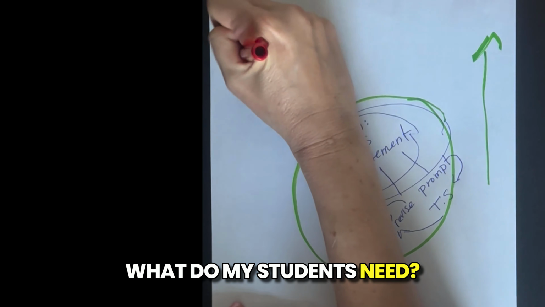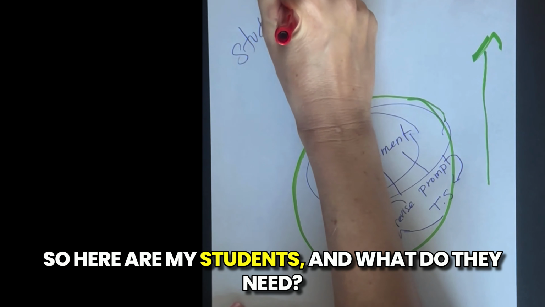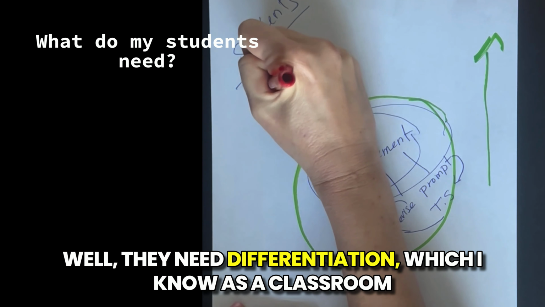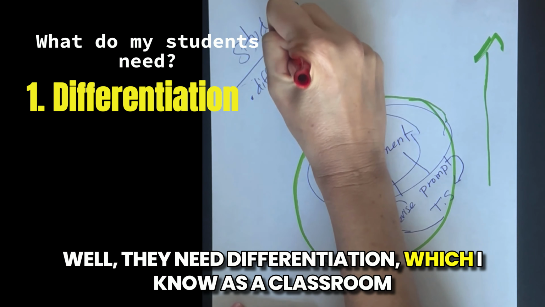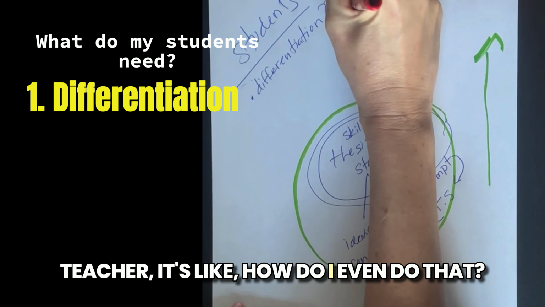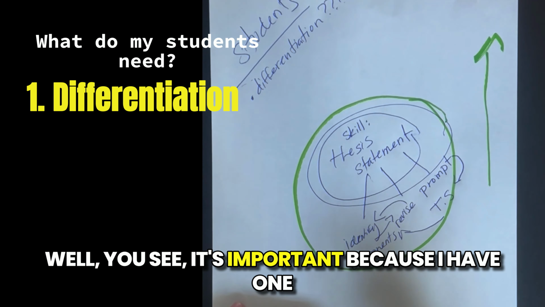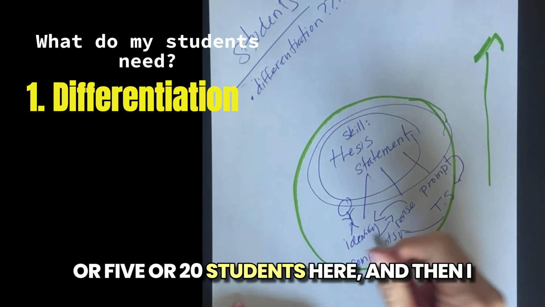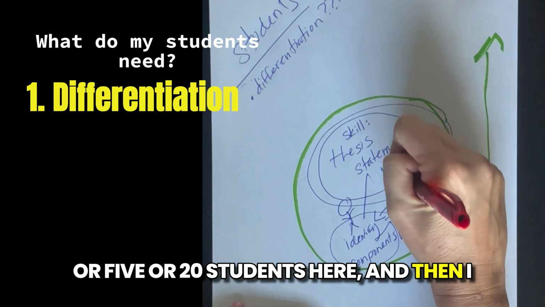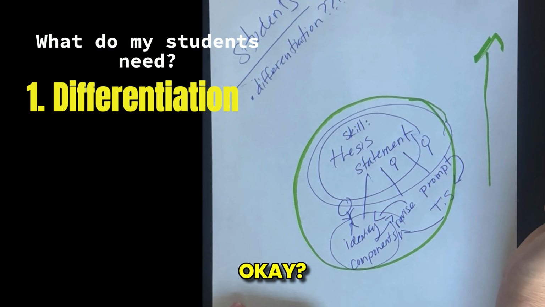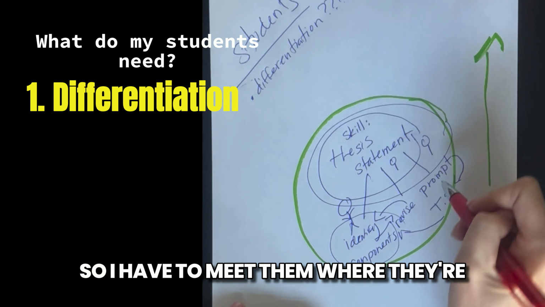What do my students need? So here are my students. And what do they need? Well, they need differentiation, which I know as a classroom teacher, it's like, how do I even do that? Well, you see, it's important because I have 1 or 5 or 20 students here, and then I have some here, and I have some here, okay? So I have to meet them where they're at.